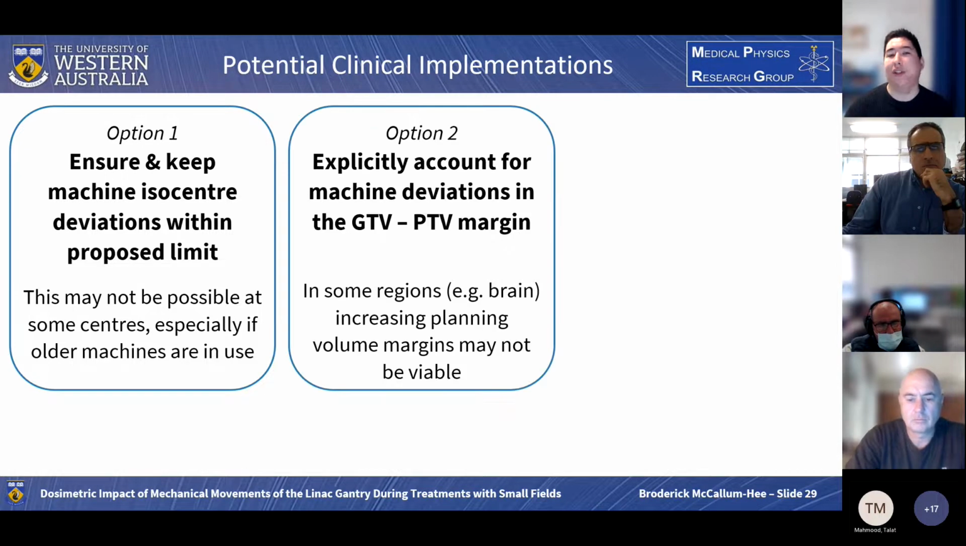A second approach is to explicitly account for machine deviations in the GTV-PTV margins that I mentioned at the start of my presentation. In some regions, such as the brain, where additional dose could cause necrosis, the GTV to PTV margin may not be able to be increased, and it may not be viable to adjust them.